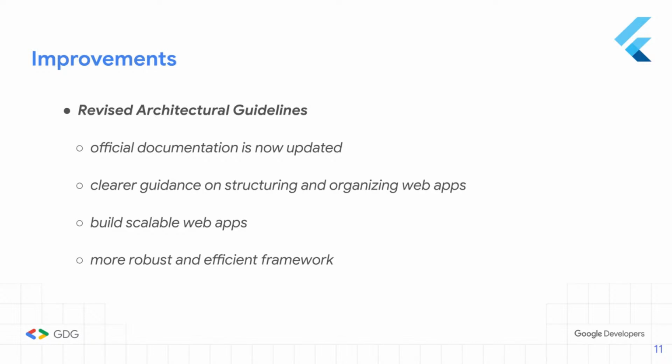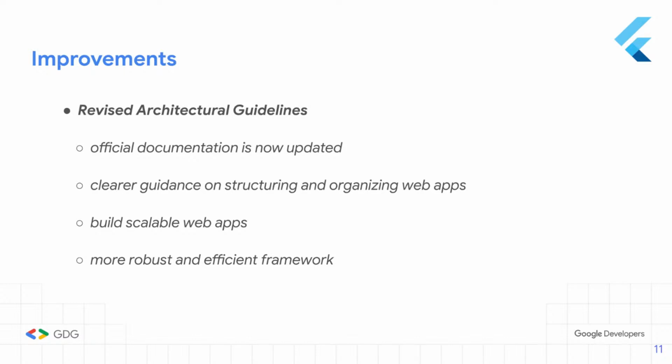Now, because Flutter Web did not have enough support in the previous years, the architecture for web apps was something which wasn't discussed a lot. But in 2025, the updates that we have seen talk about how you can architect your Flutter web app. And this is a little different from our mobile apps and desktop apps. That's the reason the documentation has been updated, to give us an idea of how we can architect our app in a more robust and efficient framework.